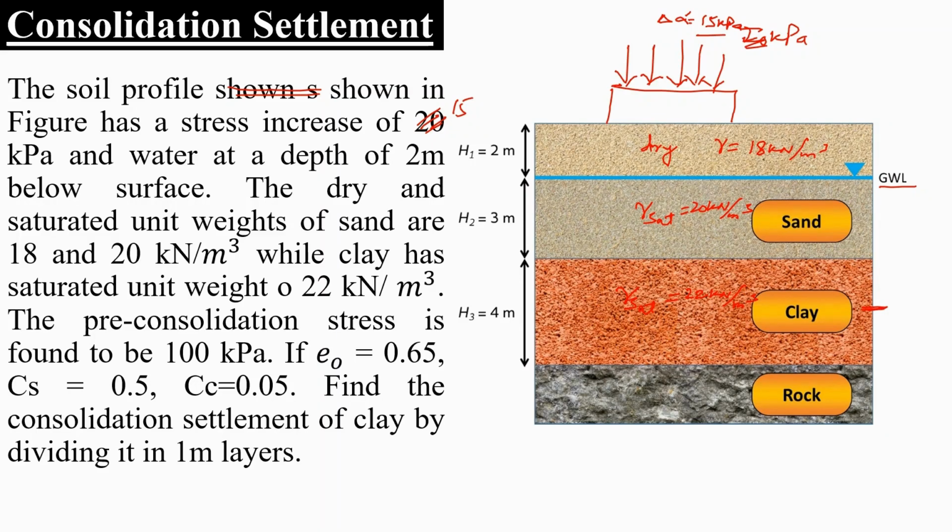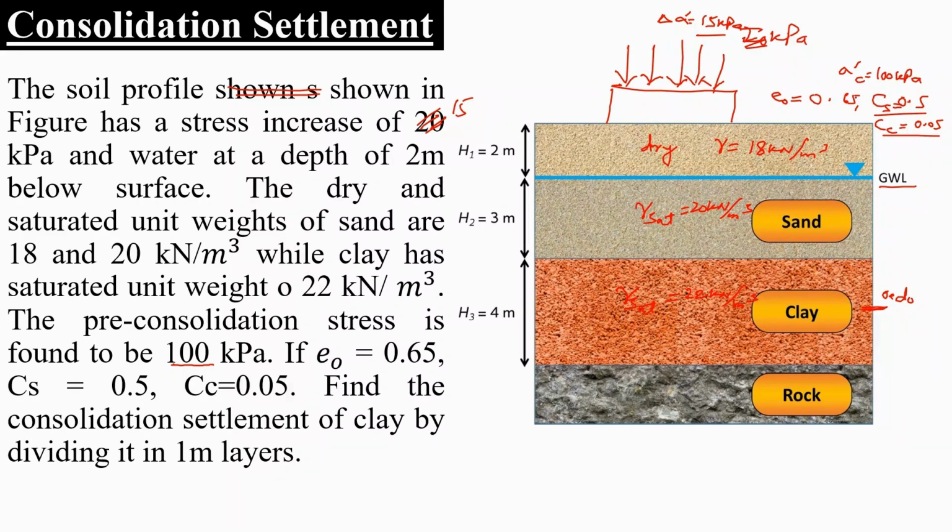The pre-consolidation stress is found because consolidation settlement is found for the clay layer. So we perform an oedometer test at the middle of the clay layer for its representation, and we found that the pre-consolidation stress at the middle of the layer was 100 kPa. This is denoted by sigma prime c. It is 100 kilopascals, and the original void ratio of the soil is 0.65. Coefficient of swelling is 0.05, and coefficient of compression is 0.05.